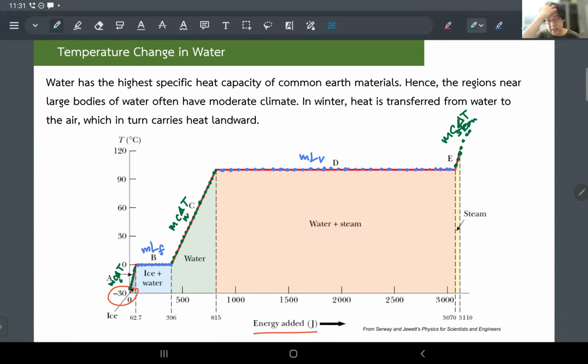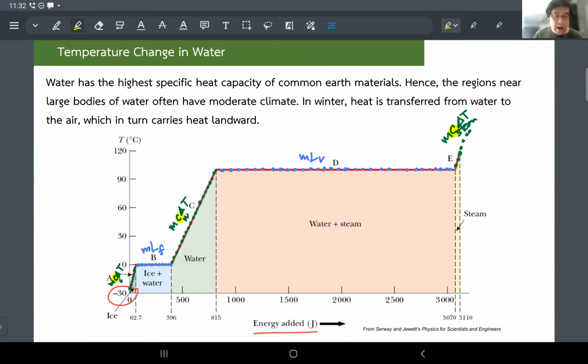So you have to understand that even though they are all water, the water in the solid ice phase will have a different specific heat than the liquid water. And the steam will also have a different value of the specific heat. You guys with me? So that means among these three regions, each region will have a different value of c, because one is ice, the other is liquid water, and the other is steam. Cool.